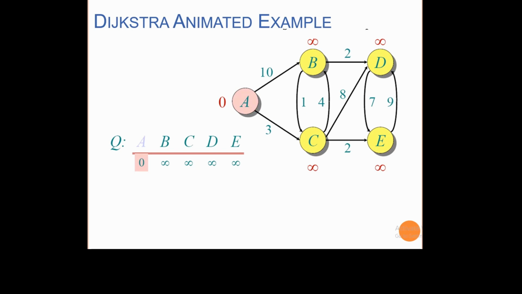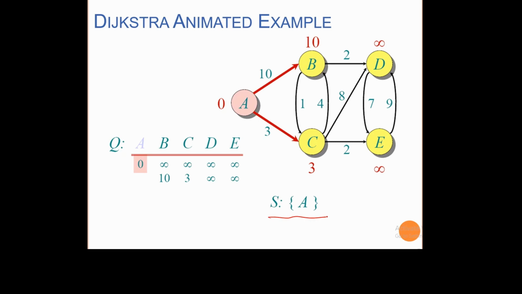Dono states and nodes hain. It will be modified to 10. It will be modified to 3. And the set of visited vertices will be A. Okay. Now this is the scenario here.